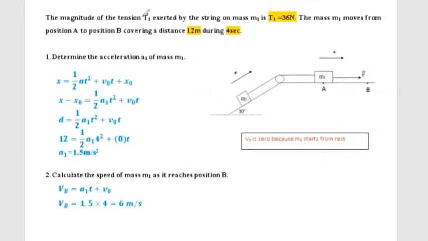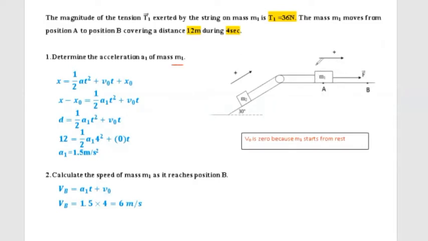The magnitude of the tension T1 exerted by the string on mass m1 is 36 newtons. The mass m1 moves from position A to position B, covering a distance of 12 meters during 4 seconds. So m1 moves from A to B, and the distance AB is 12 meters during 4 seconds. Determine the acceleration a1 of the mass m1.